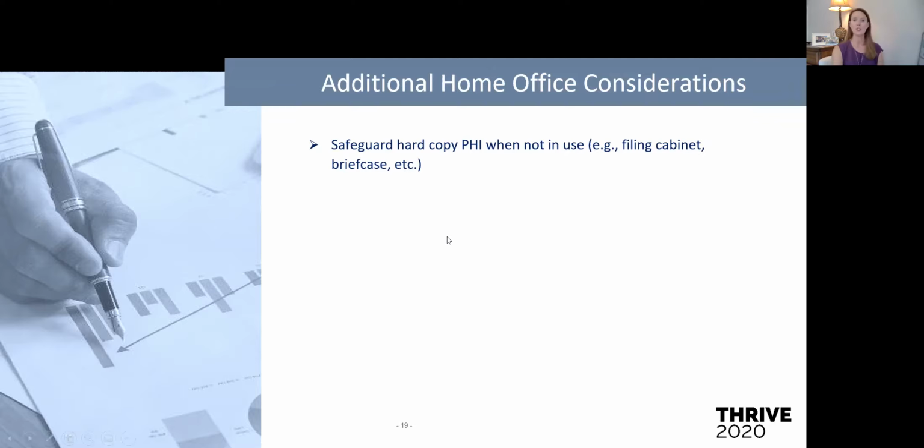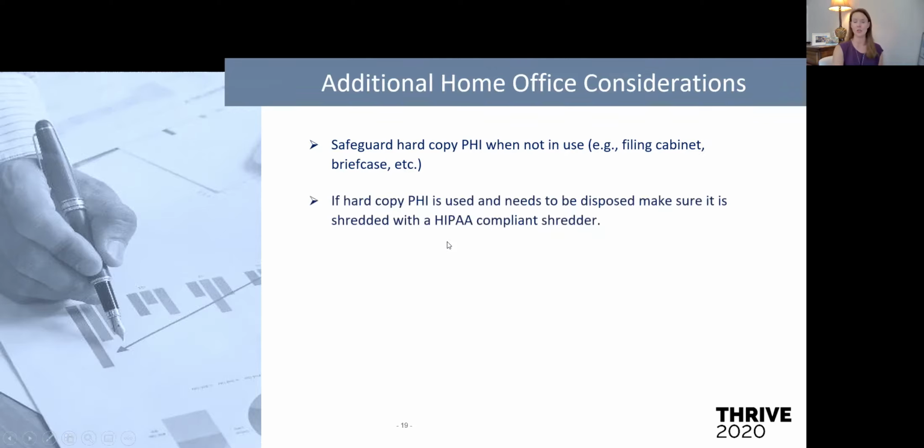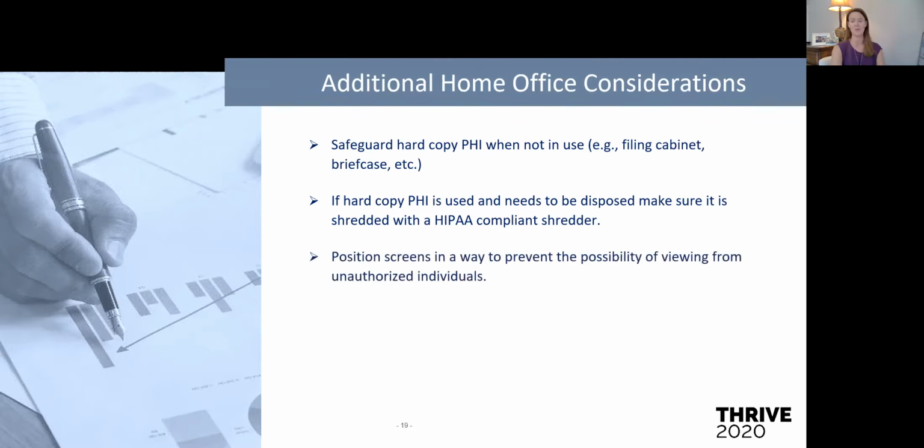So we want to make sure that we are storing any hard copy PHI in a safe and secure location. Any trash that contains PHI has to be shredded just like it would at the office. This is no different, but again, in a home environment, we may think it's different. So you want to point these things out and make sure that your employee has a HIPAA compliant shredder. So we want to make sure that is available to them as well.